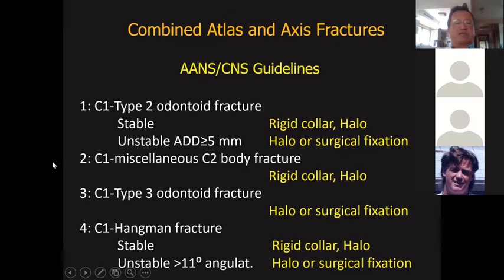If there is a stable Hangman fracture together with an atlas fracture, then rigid collar or halo. If it's an unstable Hangman, then halo or surgical fixation are the options. So it's not very straightforward. Stability must also be assessed mostly by radiologic criteria.